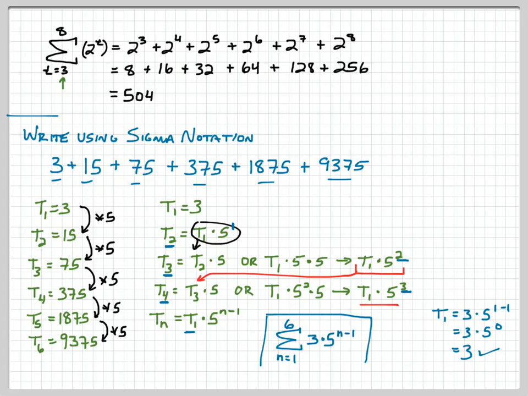So our general formula is the sum of all the terms from n equals 1 to n equals 6 of the function 3 times 5 to the n minus 1 power. So that's how you can use a series that's listed out for you to come up with a general notation. I hope that helps summarize this method.